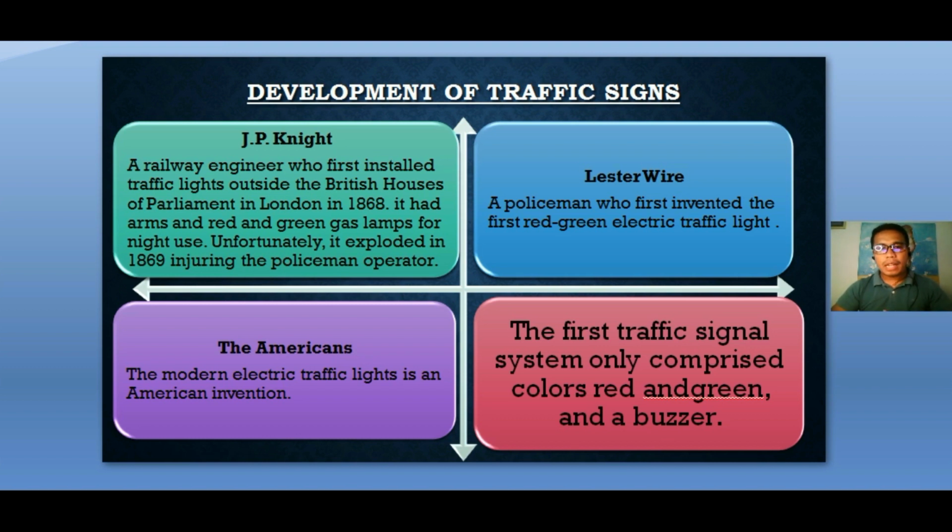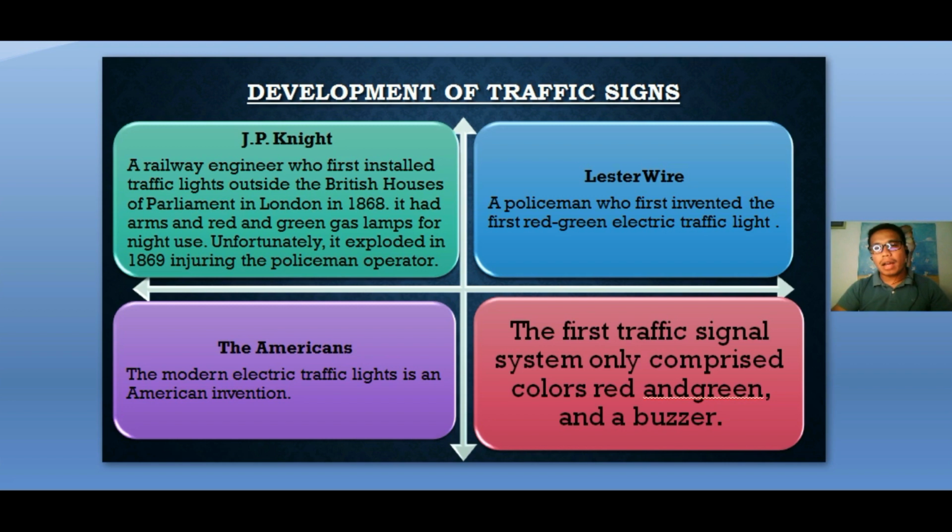Unfortunately, the traffic lights installed or made by J.P. Knight exploded in 1869 during a policeman or the operator of the traffic lights. And Lister Wire is different from the contribution of J.P. Knight because J.P. Knight was through gas lamps while Lister Wire was using electricity.